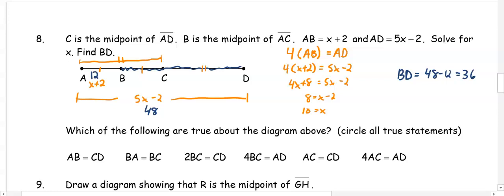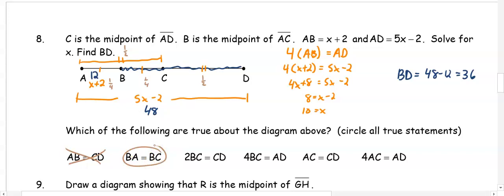Which of the following are true about the diagram above? Circle all statements. So AB is equal to CD. Well, AB we said was a fourth of the line, and CD is a half of the line. So those are not equal. BA is congruent to BC. Those are both a fourth of the line.